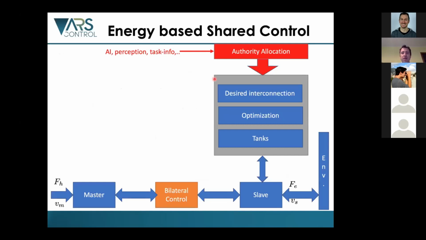So the structure you can use for teleoperation of multi-robot systems is, again, an extra block, which is high-level authority allocation, the one that decides what the interconnection should be, what the dynamic behavior should be, according to perception, decision-making, and whatever. Okay, then I have the desired interconnection, the optimization, the tanks, and at the end of the day, I implement something that is provably robustly stable. Okay, and this is very cool because it allows me to safely interact with the robot.